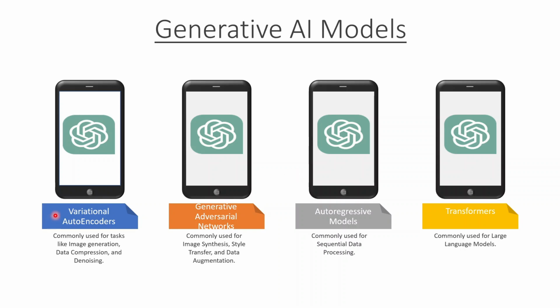So we'll start with variational autoencoders. They're commonly used for tasks like image generation, data compression, and denoising. Then the second one is generative adversarial networks, commonly used for image synthesis, style transfer, and data augmentation. The third one is autoregressive models, commonly used for sequential data processing. And the fourth one is transformers, commonly used for large language models.